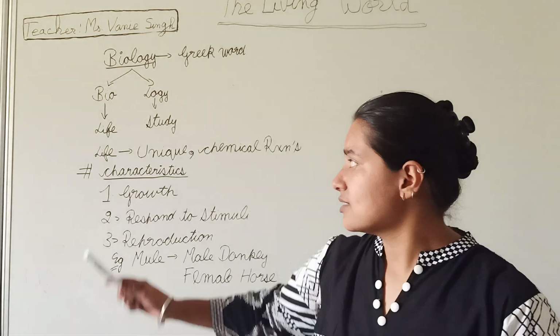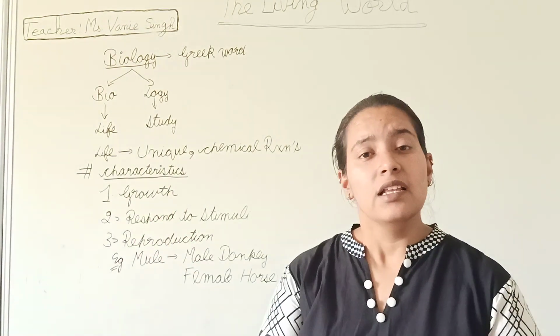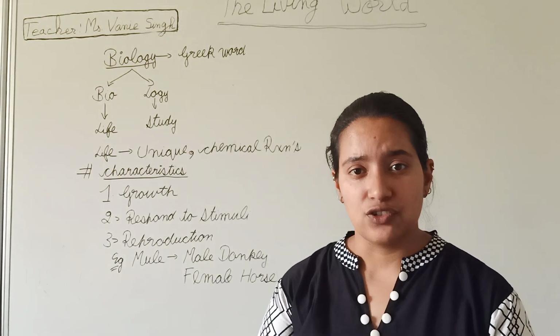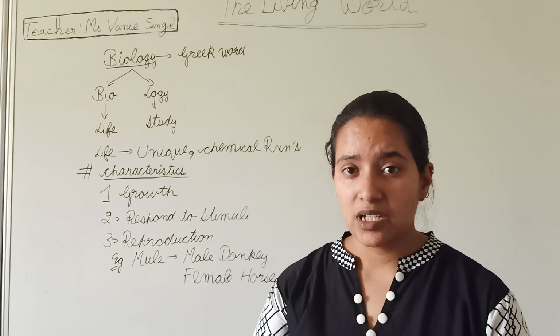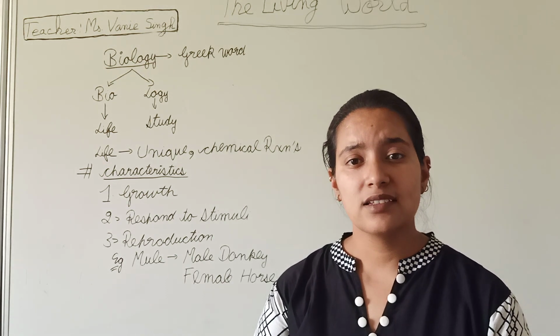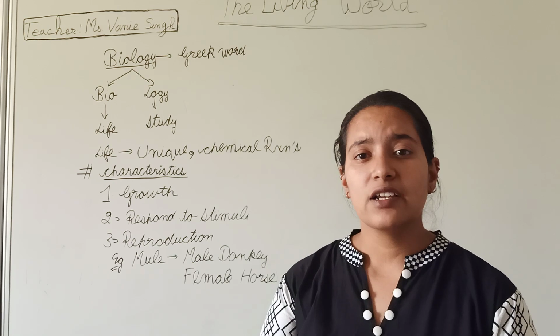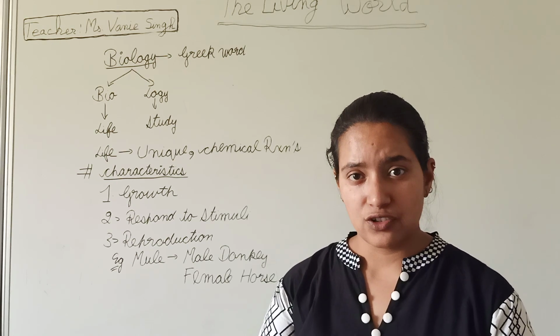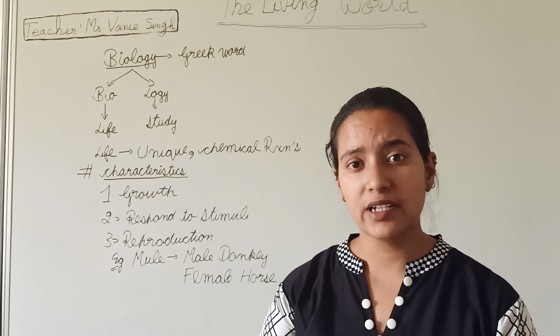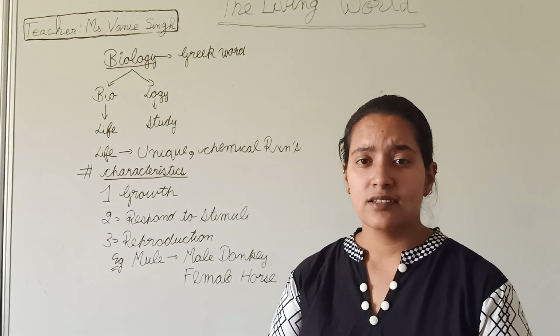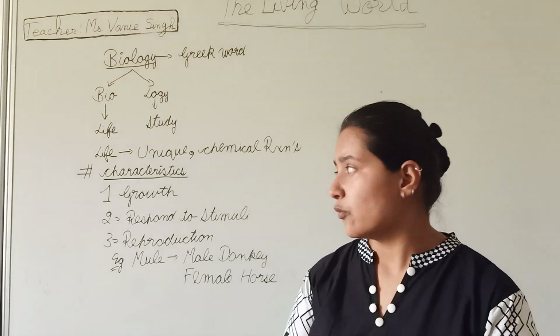Now we will study about life. Life is unique. We can't define life in a single definition. It has some chemical reactions, or we can say it has some metabolic processes. So we can't define life in a definition. On the basis of some characteristics we define life. So now look at some characteristics of life.